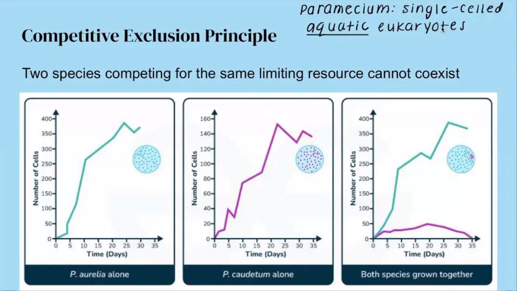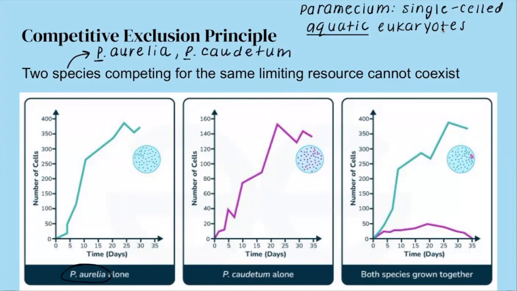The two species that scientists were looking at were called P. aurelia and P. caudatum. So these are two types of paramecium. This P at the front just stands for paramecium. They're two single-celled eukaryotes.